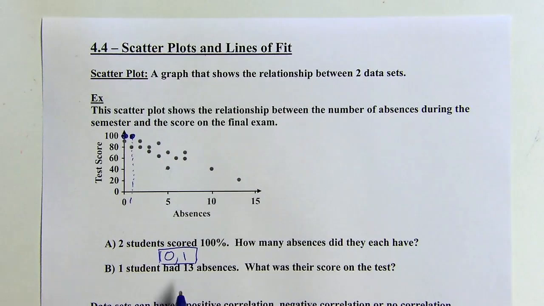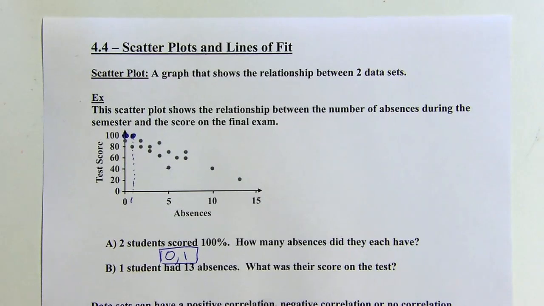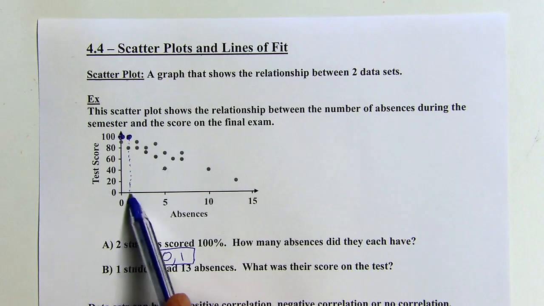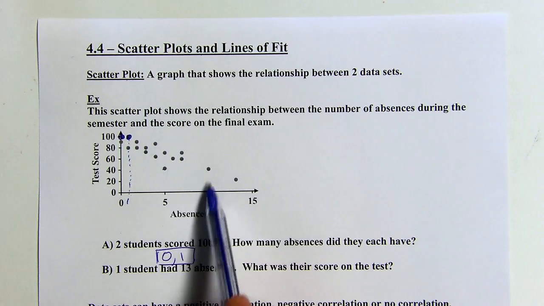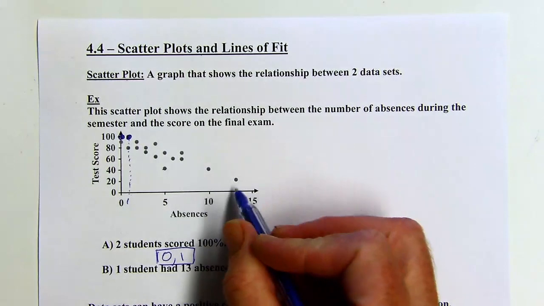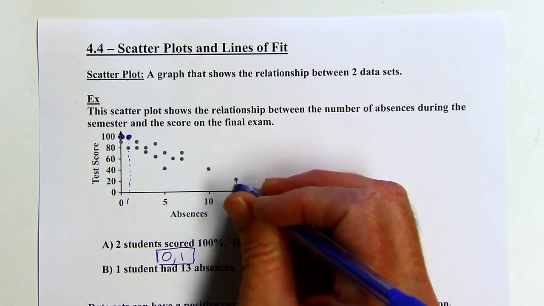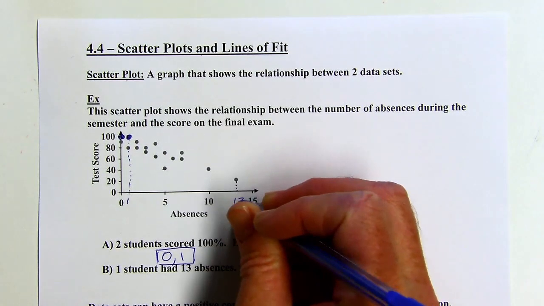Then it says one student has 13 absences. So I'm looking down at the absences, and it goes all the way to 15 here. There's no one at 15. There's someone at 10 absences, and this is somewhere between 10 and 15, so let's assume that this is exactly at 13.